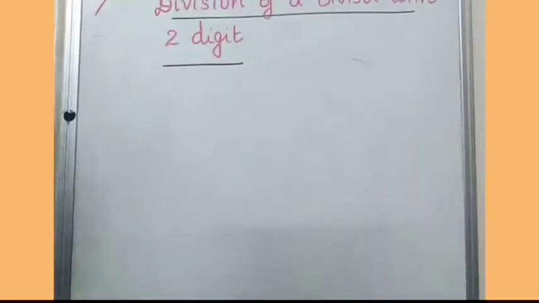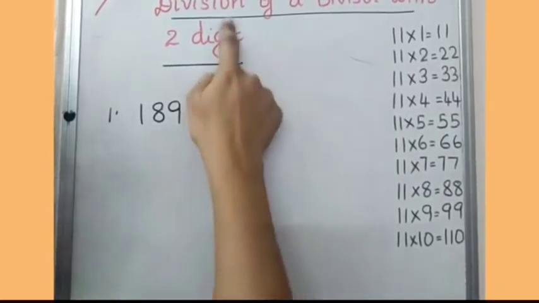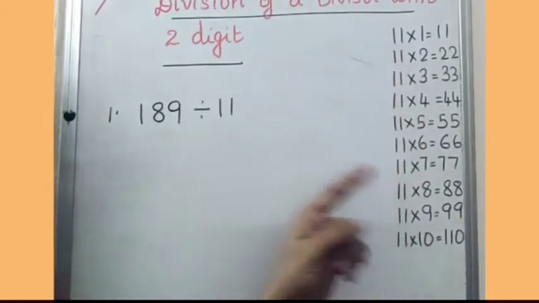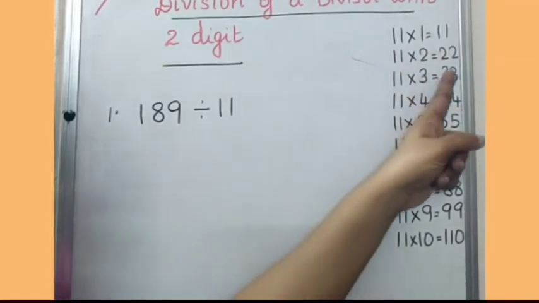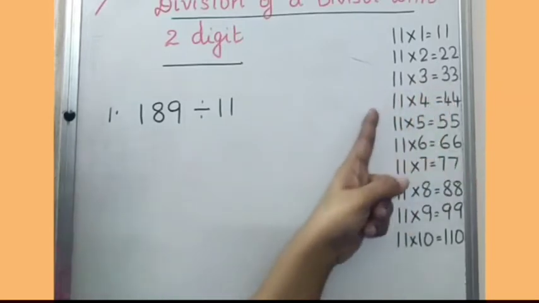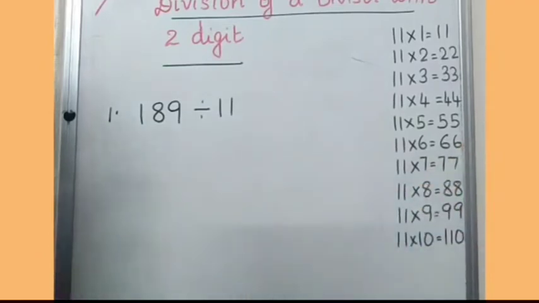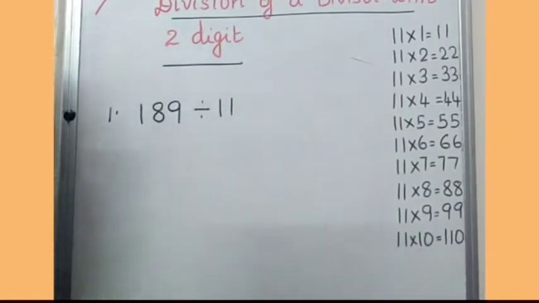Look here, I am giving the multiplication table of 11. All of you look here, division with a two-digit divisor. You all know the multiplication table of 11. It is the same: 1 11 is 11, 2 11s are 22, 3 11s are 33, 4 11s are 44, 5 11s are 55, 6 11s are 66, 7 11s are 77, 8 11s are 88, 9 11s are 99, 10 11s are 110. This is a very easy multiplication table. Today we will do division with 11.